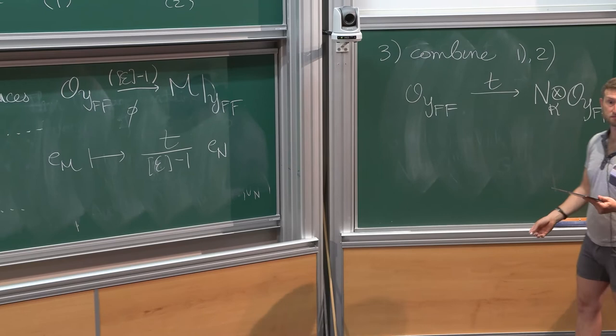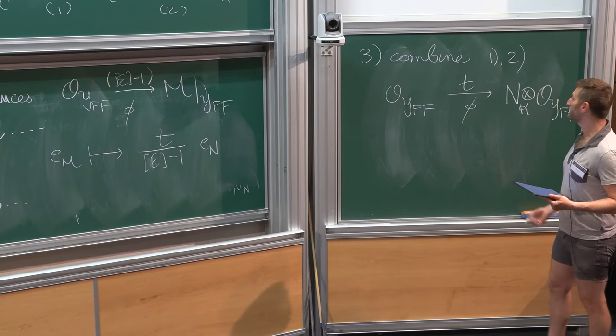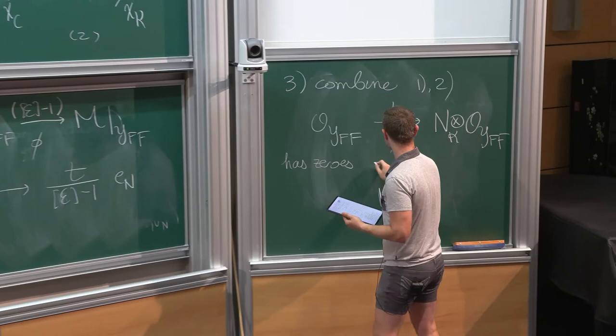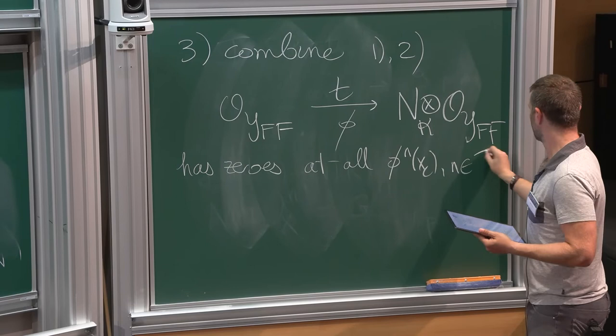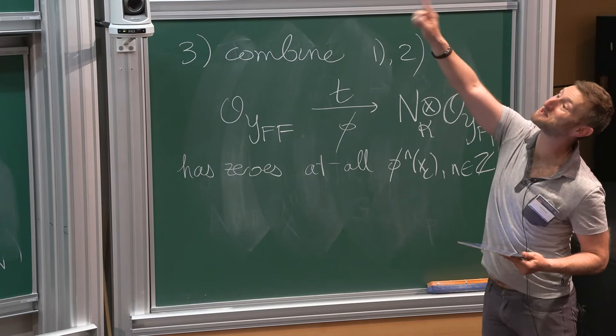All right, and what properties does it have? Well, it commutes with the action of phi. That's fine, because both 1 and 2 do. But now it does the same thing at every translate of XC. It just has a zero everywhere. OK. This 3 is what gives us the object labeled 2 all the way up there.